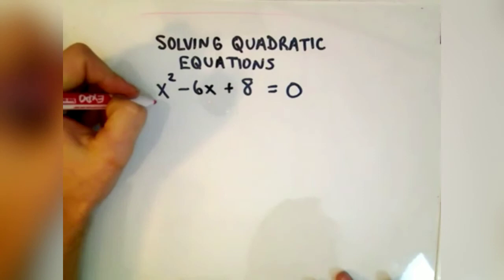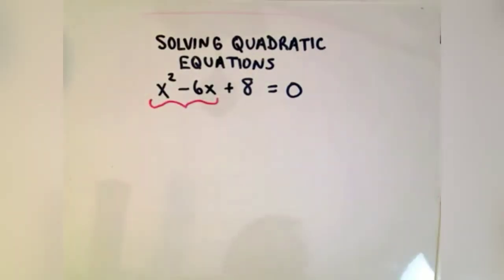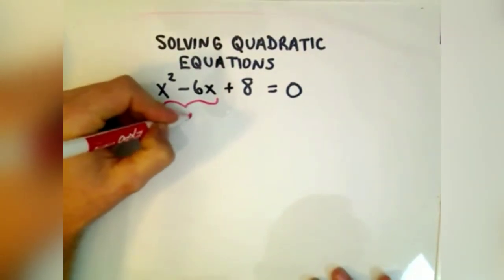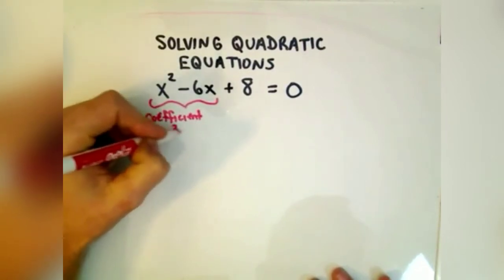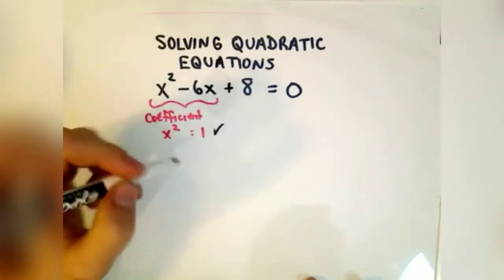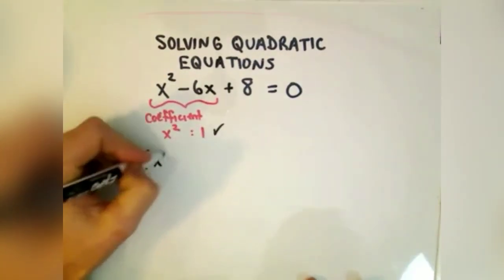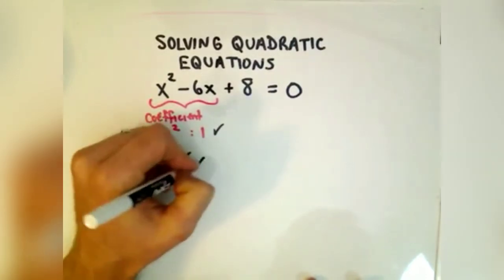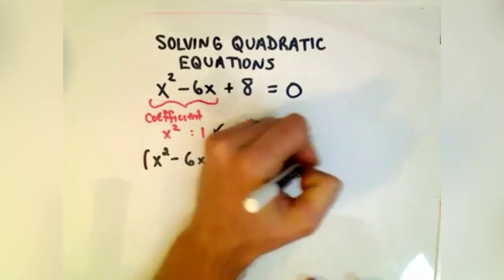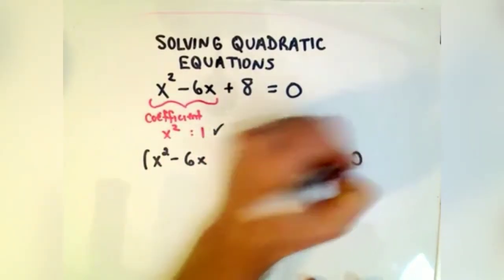The first thing you want to do is look at the x terms that are in there, and you want the coefficient of the x squared term to equal 1, which it does in this case. If not, you have to factor it out, and I'll do something like that in a separate example. So we have this condition, so what we then do is stick the first two terms in a set of parentheses, give yourself a little space, and then write my plus 8, give myself a little space, equals 0.